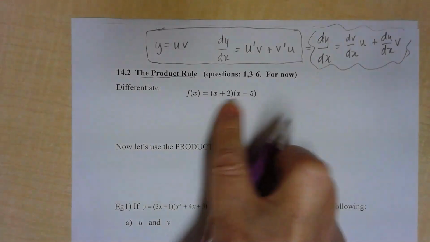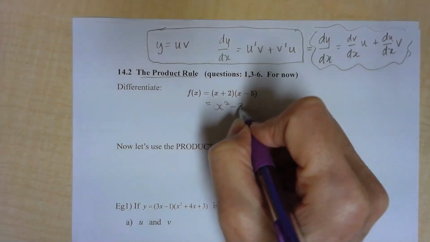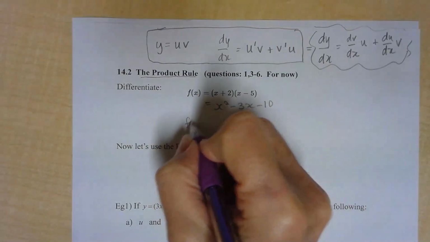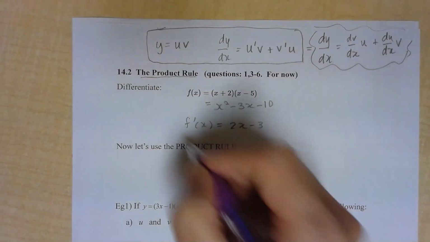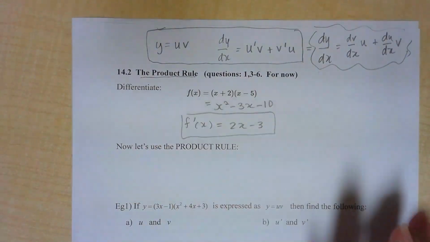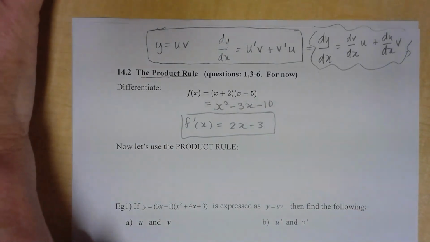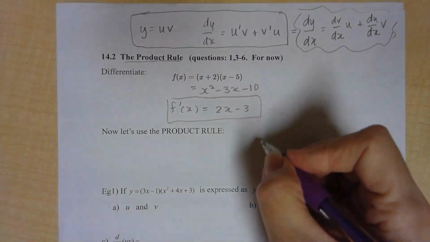Okay, so usually we would differentiate this by expanding, and just trust me, when you expand this, you get this. You can do that yourself. And then when I find f dash of that, it's easy enough. It's 2x minus 3. Okay, so that's what we get for the derivative. Now we're going to use the product rule. Not that I would ever use the product rule for this, but I'm going to use it because I just want to show you how to use it. Okay, so this is what we do.